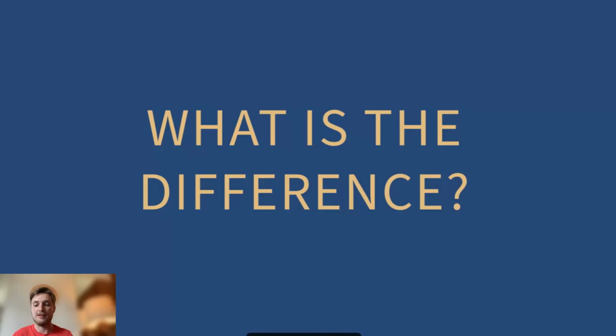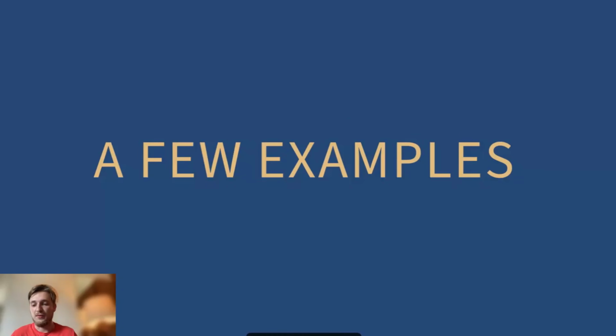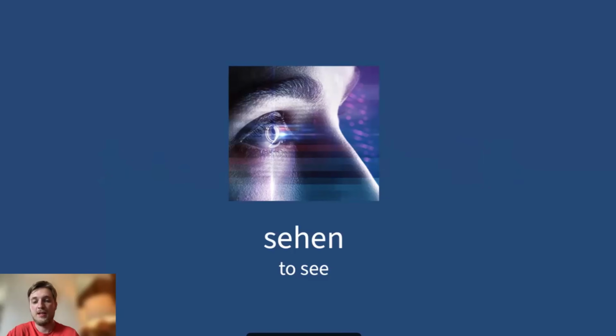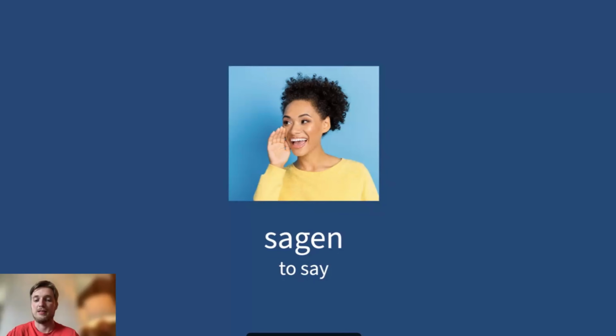Sehen, sagen. Okay, can you hear the difference? Ich heiße, ich heiße, ich sehe. Okay, there's a difference in the pronunciation. And we'll give you a few examples to look a little bit closer at the pronunciation. Sehen. Hear that vibration in the beginning. Sehen. Sagen.